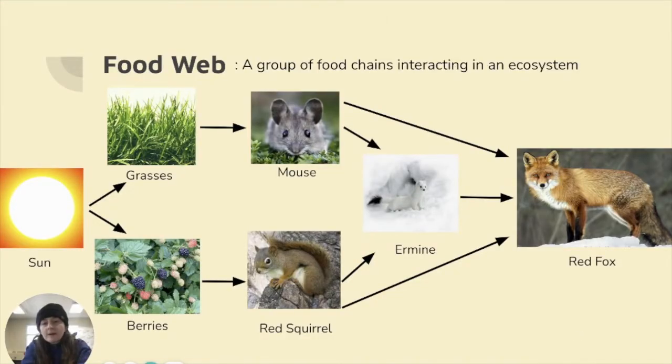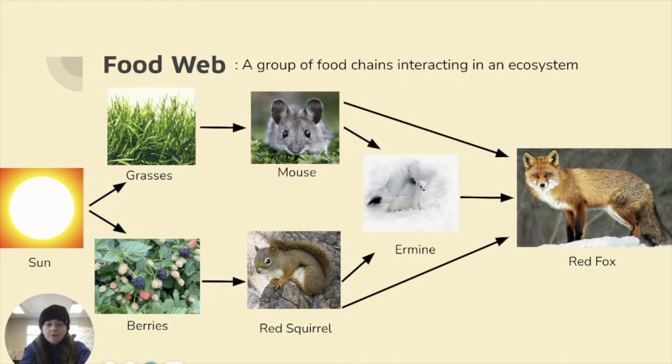Okay, so now that we went over food chains, we can go into food webs. And a food web is just a group of food chains interacting in an ecosystem. And you can see an example of a food web on this slide that's made up of the previous two food chains that we went over with you. So we have the sun giving energy to the grasses and the berries, and those are our producers. And then those producers give energy to the mice and the squirrels that eat them, making them consumers.